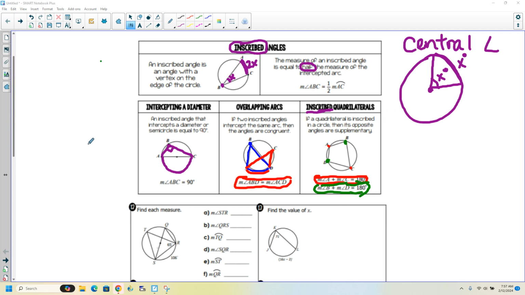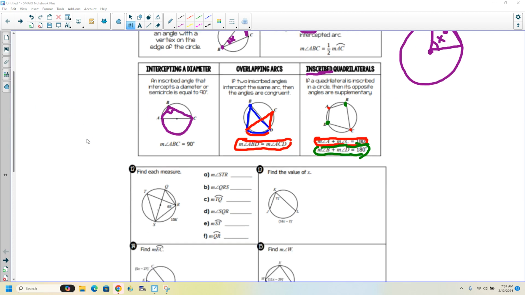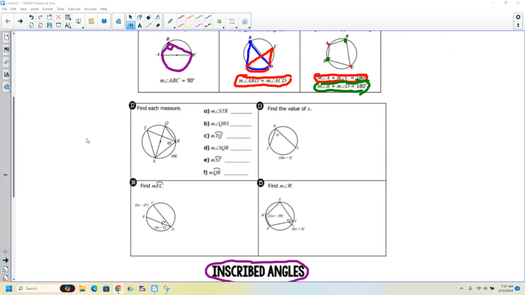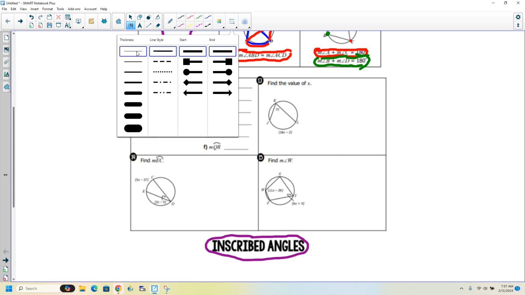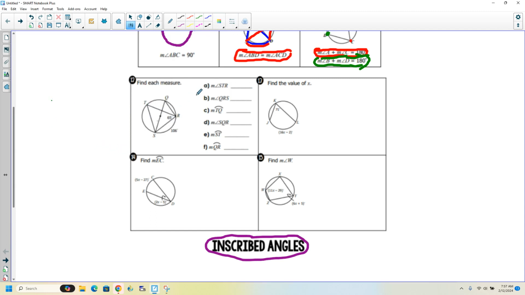All right, let's go ahead and scroll down and look at some examples that use our inscribed angles. Number 12 is a problem where we just need to find a bunch of angles and arcs and then fill it in over here. Let's look at the picture first, and then we'll worry about this over here.